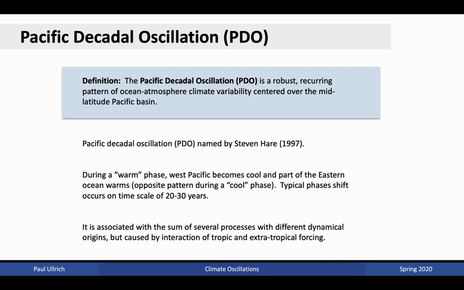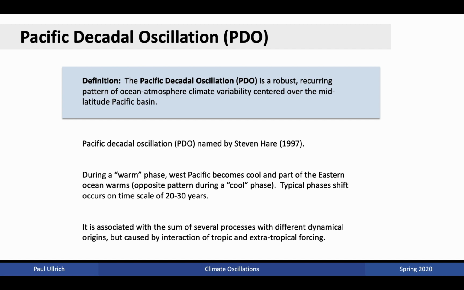Alright, in the Pacific Ocean, there's a corresponding partner to the AMO known as the Pacific Decadal Oscillation. This is a robust, recurring pattern of ocean atmosphere climate variability centered over the mid-latitude Pacific Basin. This was originally named by Stephen Hare in 1997. During the warm phase of the Pacific Decadal Oscillation, the West Pacific cools and part of the Eastern Ocean warms. The opposite pattern shows up during the cool phase.